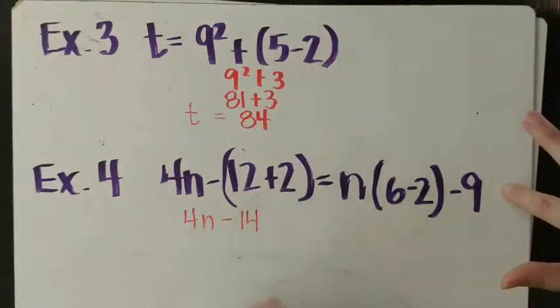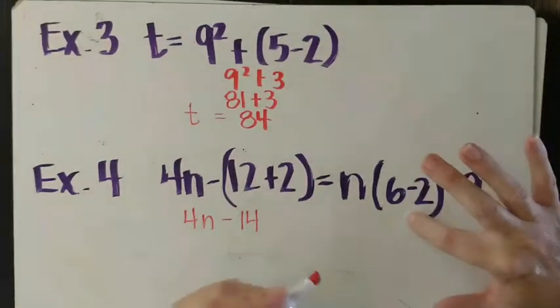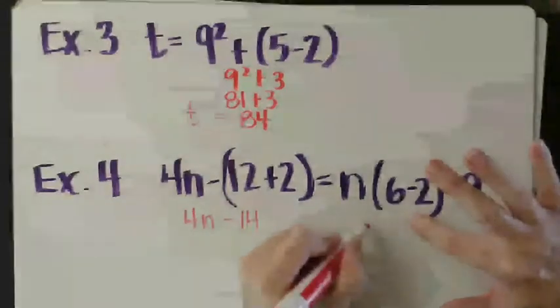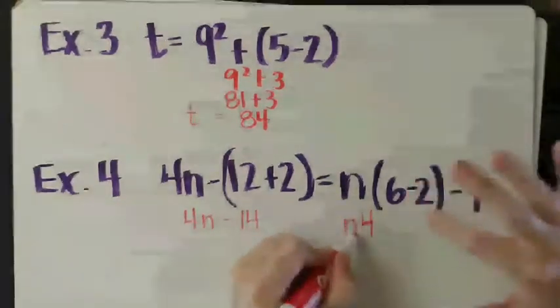So let's look at the right side. Inside parentheses, we would have a 4 and the n before it.